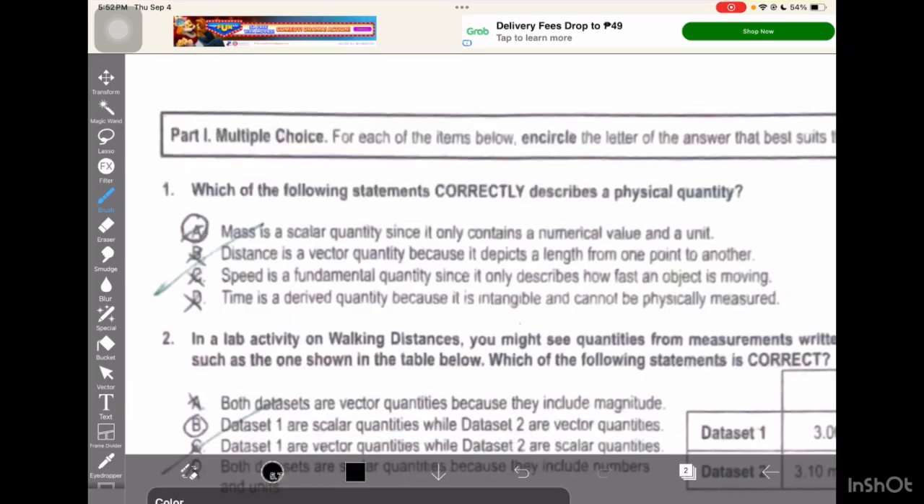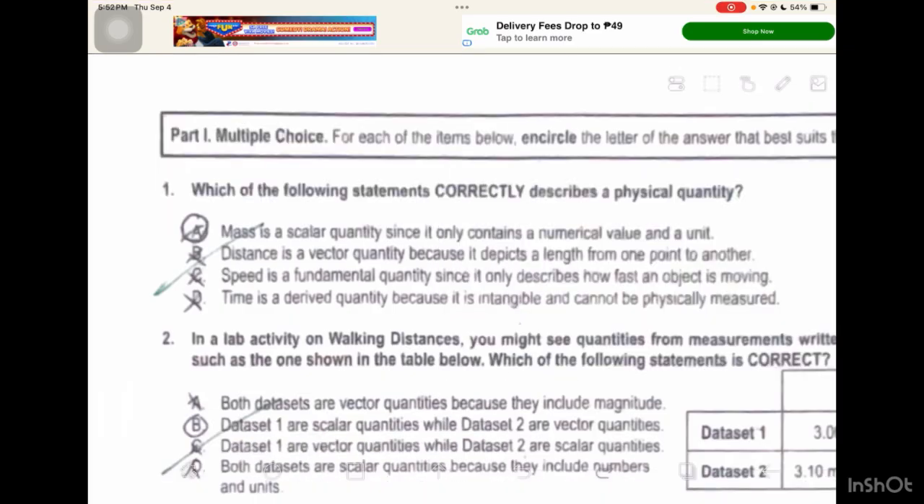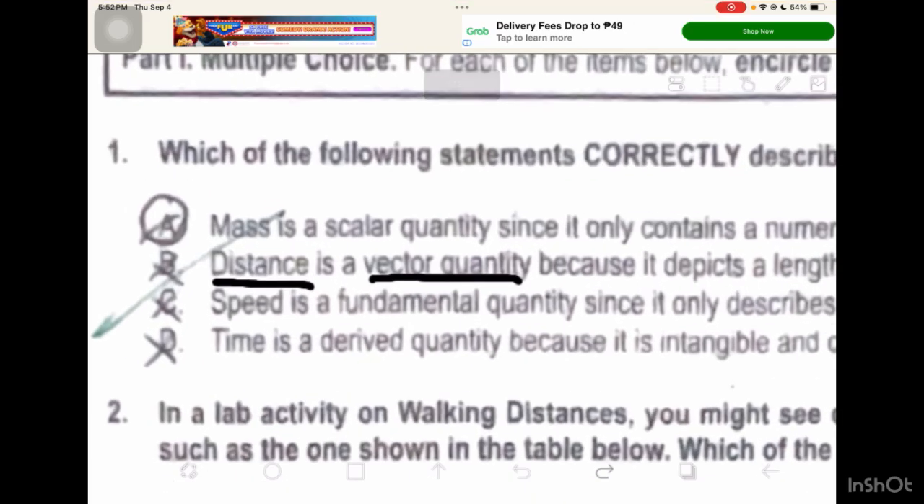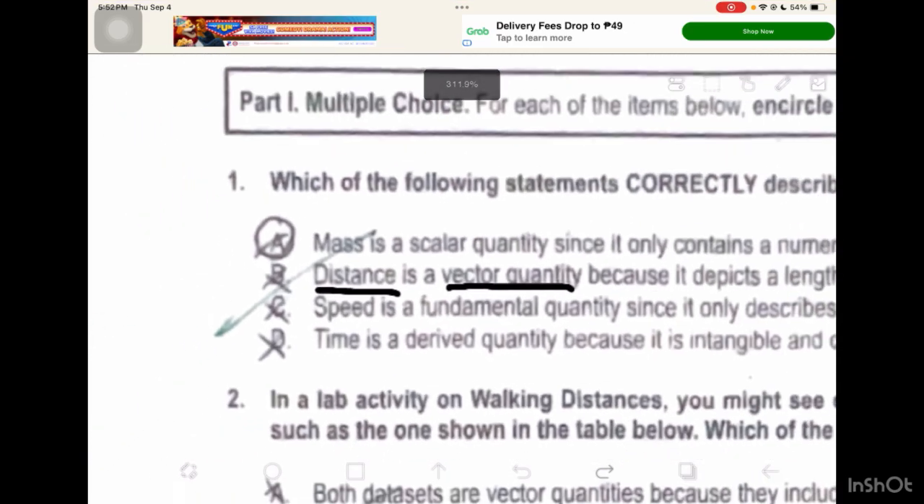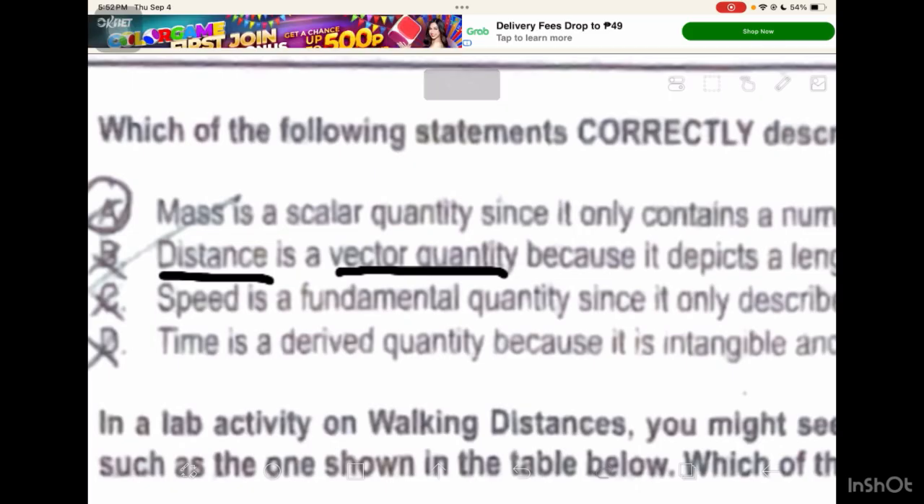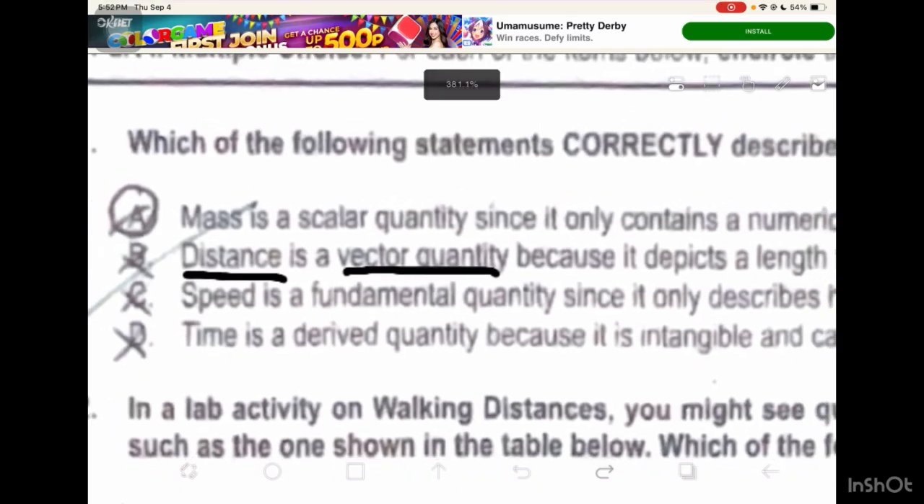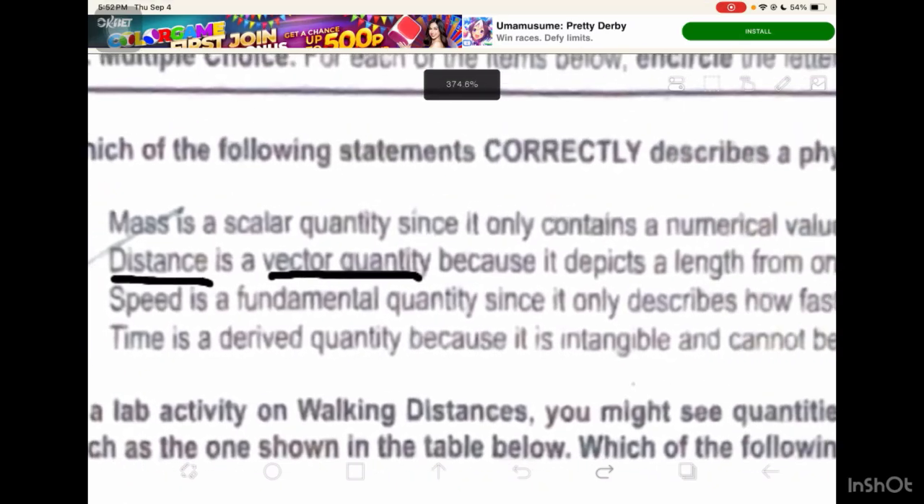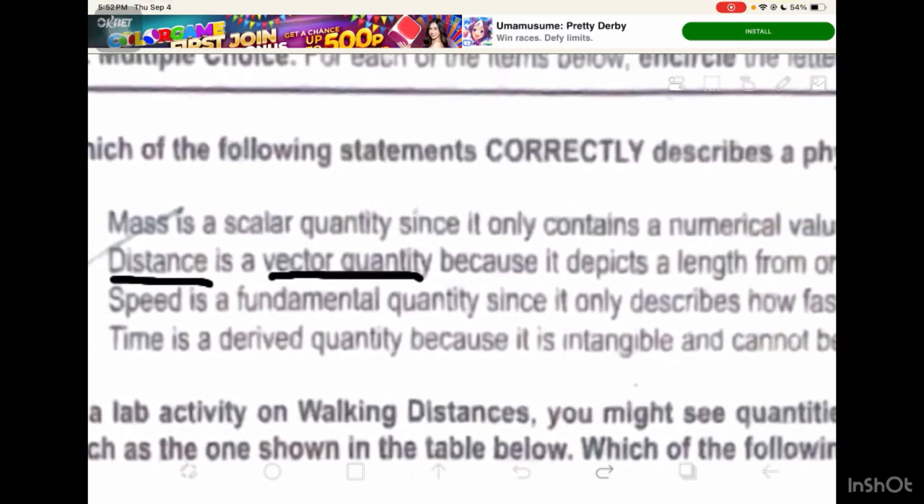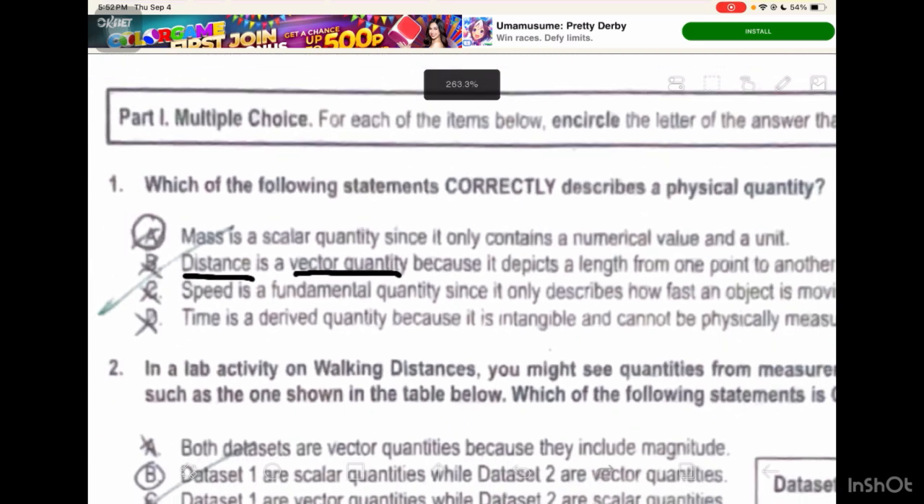Letter B is false because it says that distance is a vector quantity. However, distance only uses the magnitude and you do not need a direction for it. You can just say 10 meters, 20 meters, 30 meters, and that will be considered a distance. For it to be a vector quantity, it has to be called 30 meters east. But 30 meters east is a different term called displacement.